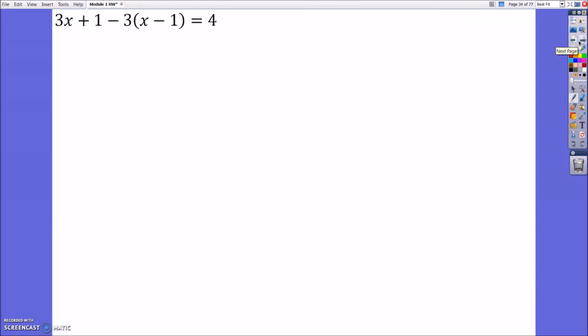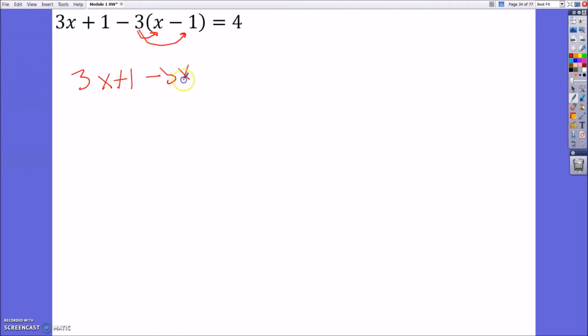Right now I have 3x plus 1 minus 3 times the quantity x minus 1 equals 4. Let's see what happens when I solve this. The first thing I'm going to do is distribute that negative 3 to each term inside the parentheses. This will give me 3x plus 1 minus 3x plus 3 is equal to 4. Now when I combine like terms, I'm going to have 3x minus 3x plus 1 plus 3 is equal to 4. These x's are going to cancel.